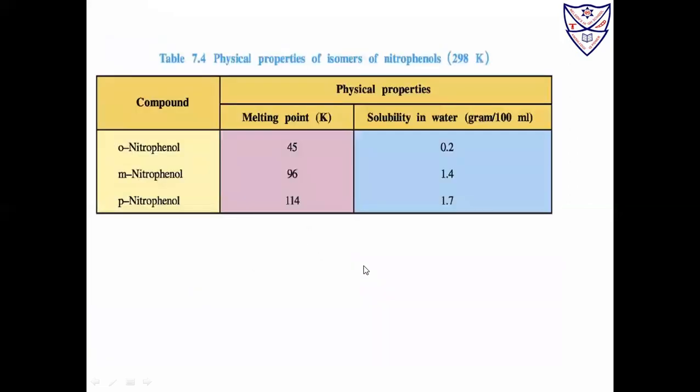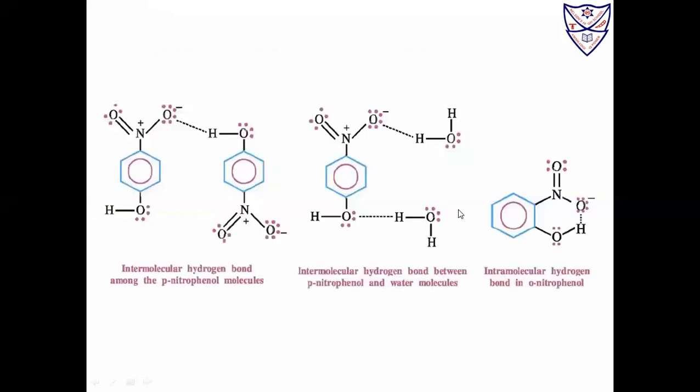Now, physical properties of the isomers of nitrophenol: orthonitrophenol, metanitrophenol, and paranitrophenol. The melting point increases in the order ortho, meta, and para. The solubility in water is also given in this format: 0.2, 0.2, and 1.7.